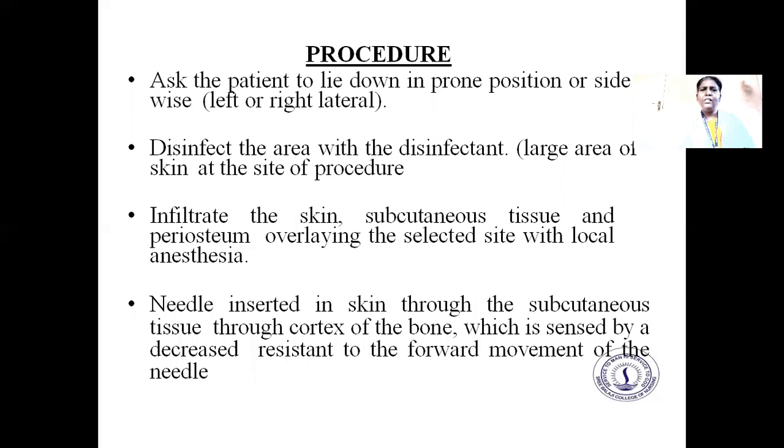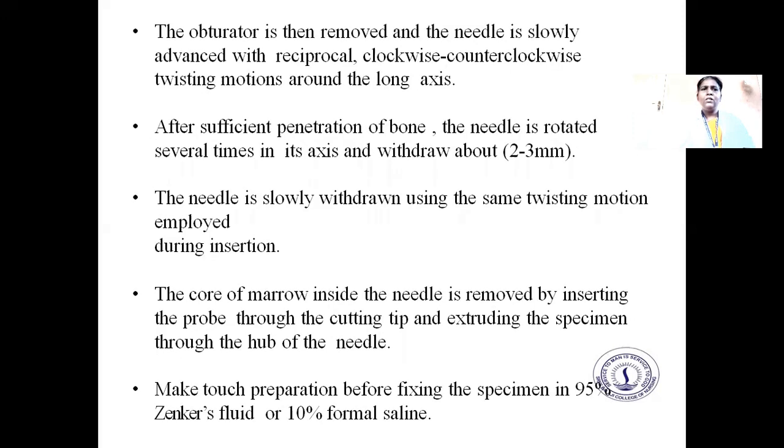Then the needle is inserted through the skin and subcutaneous tissue, through the cortex of the bone, which is sensed by a decreased resistance to the forward movement of the needle. Then the obturator is removed and the needle is slowly advanced with reciprocal clockwise and counterclockwise twisting motions around the long axis. Next, after sufficient penetration of bone, the needle is rotated several times on its axis and withdrawn about 2 to 3 millimeters.